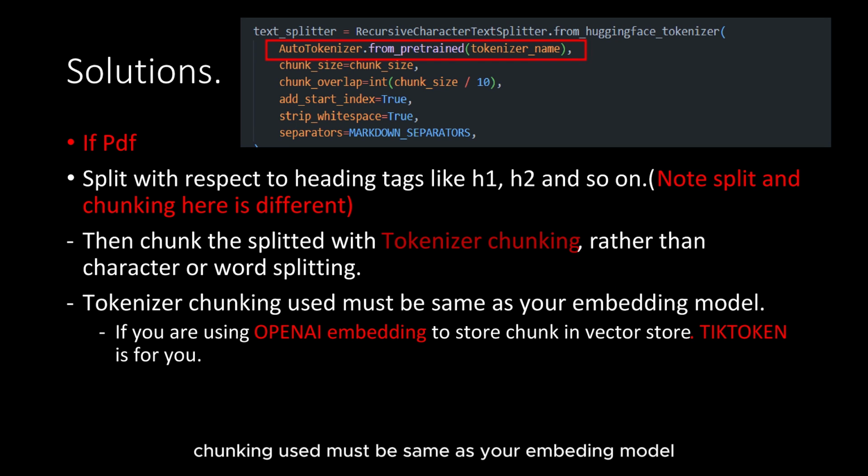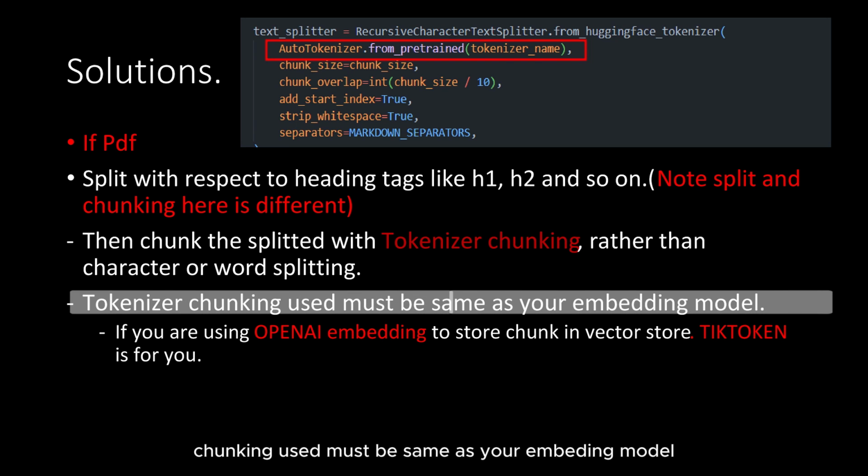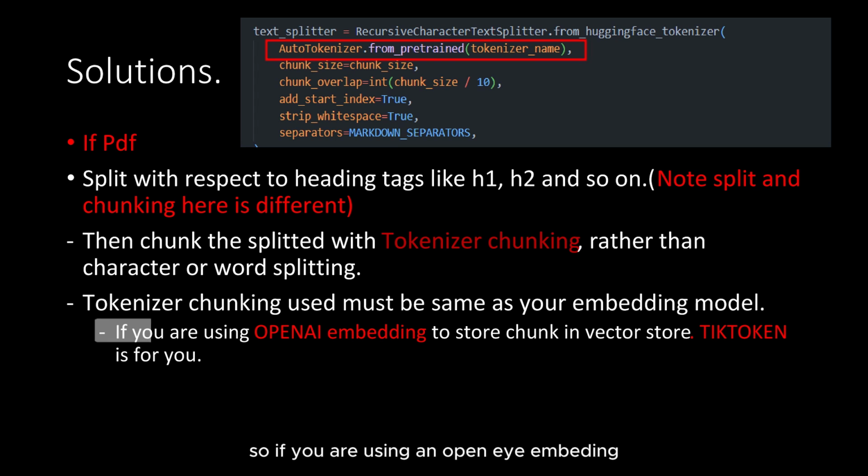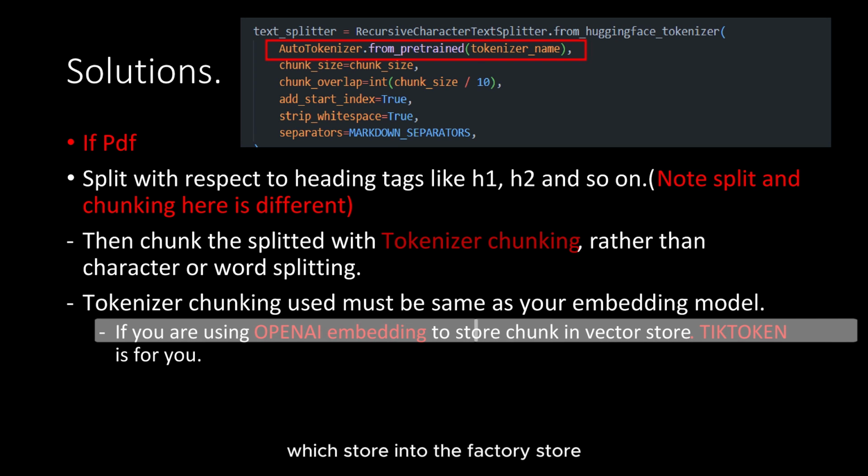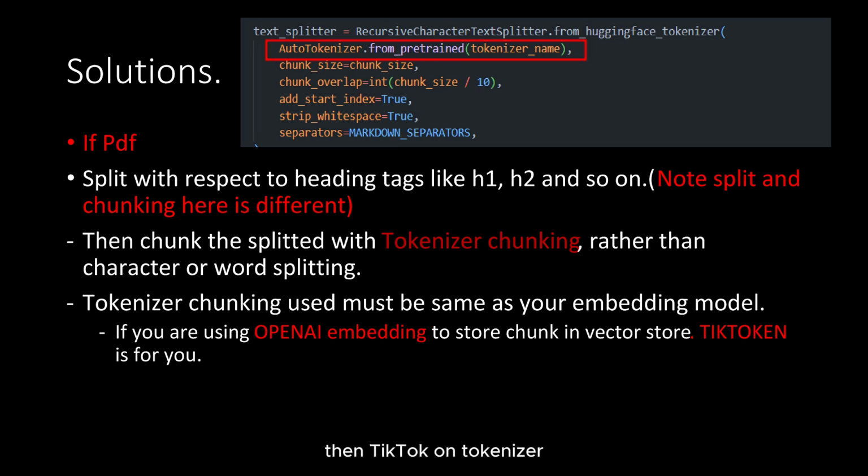The tokenizer used for chunking must be the same as your embedding model. So if you are using an OpenAI embedding to store into the vector store, then the tiktoken tokenizer should be used for the chunking.